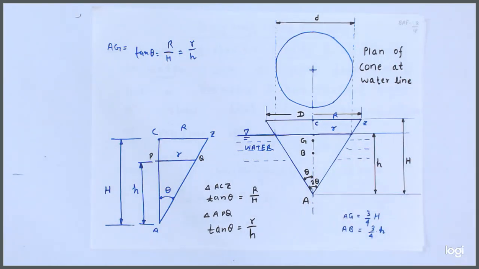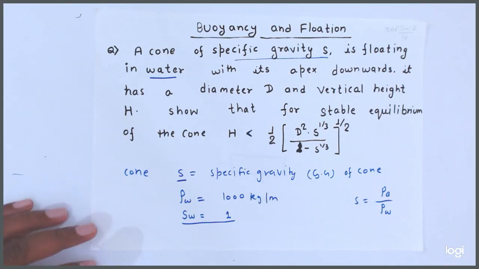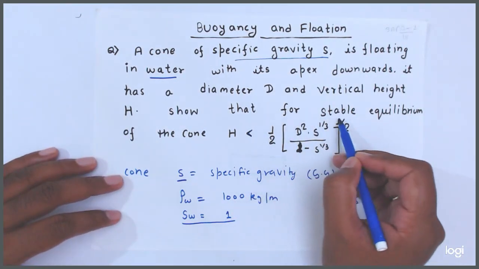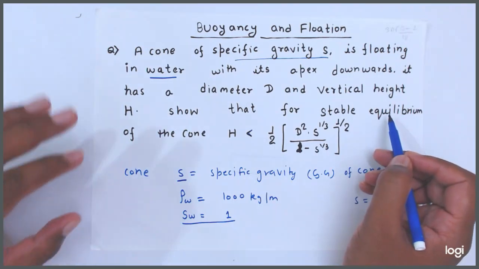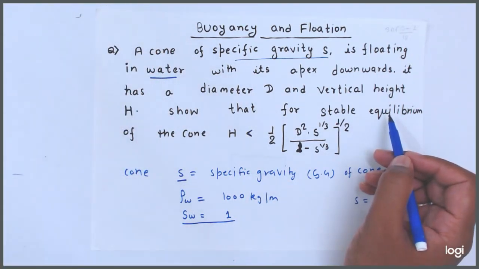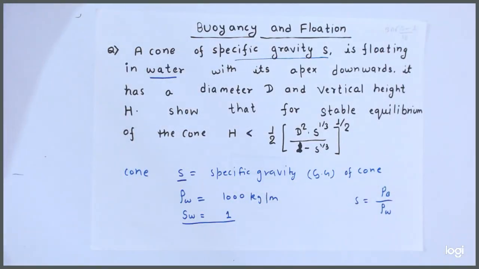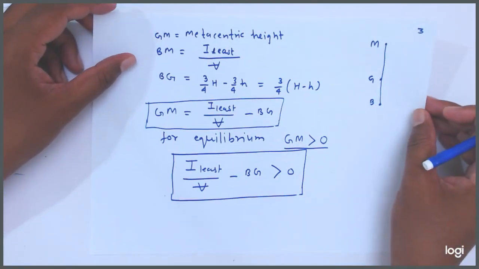Now friends, here it is saying that we have to find the condition for stable equilibrium. So first we will consider a floating body and find the metacentric height. For easiest understanding, let me explain first what we have to determine to derive the equation.